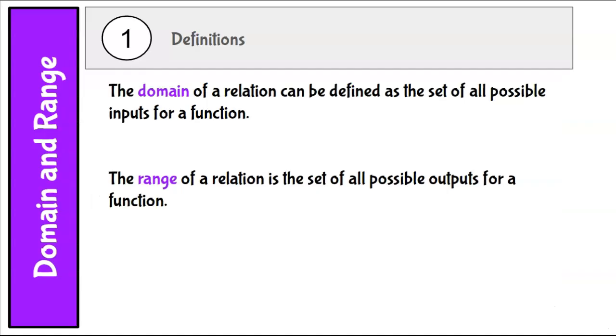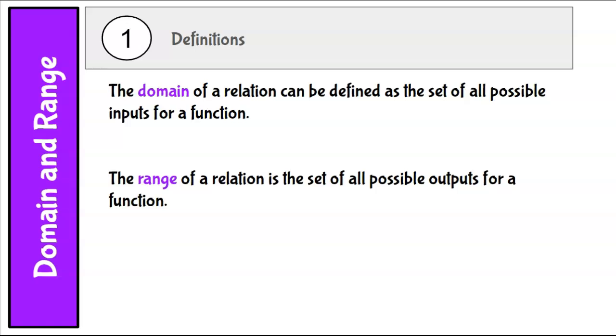The domain of a relation can be defined as the set of all possible inputs for a function. The range of a relation is the set of all possible outputs for a function. A simple way to remember this is that domain comes first in alphabetical order, and so does the word input, and so does x. Range comes second in alphabetical order, and so does output, and so does y.